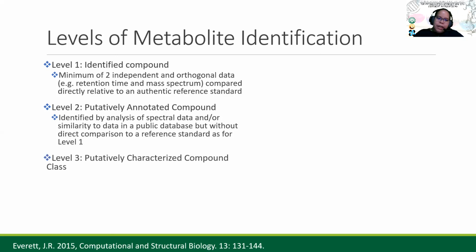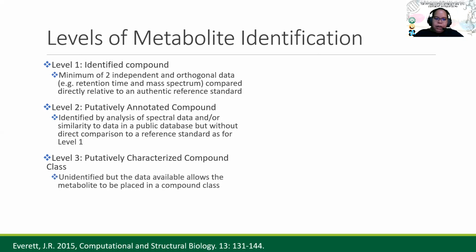Level 3 will be putatively characterized compound classes, like, for example, lipid classes. They are unidentified, but the data available allows the metabolite to be placed in a compound class. So, for example, presence of certain functional groups will be attributed to a particular class of compounds. And so, the presence of those functional groups, or signals that can be attributed to certain functional groups, can allow you to assign some of these compounds to a level 3 identification.